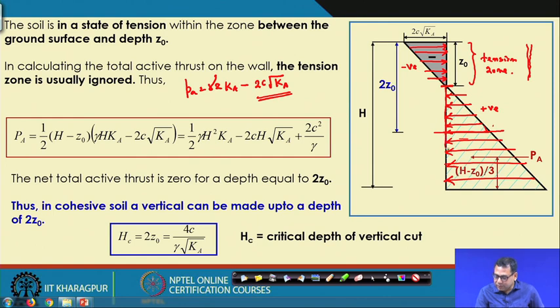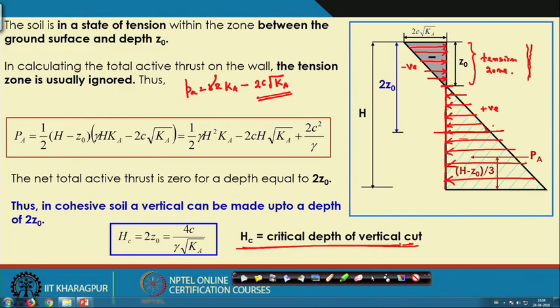After that you have to provide support, because again this stress will be the additional stress. So, that twice z 0 is called the critical depth of a vertical cut. Up to the critical depth you do not need to provide any lateral support. If you remove the soil up to twice z 0 or h c, the soil will stand without any support, because the positive stress is cancelled by the negative stress. Clear? But if you excavate further than h c, then the support will be required.